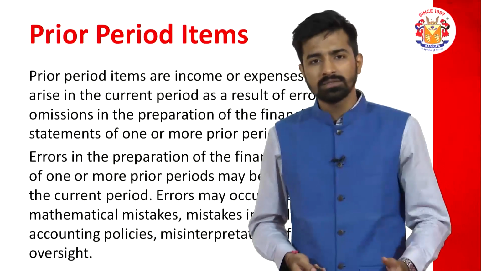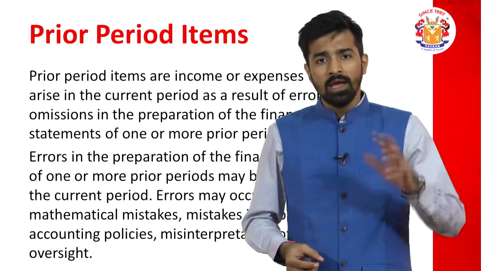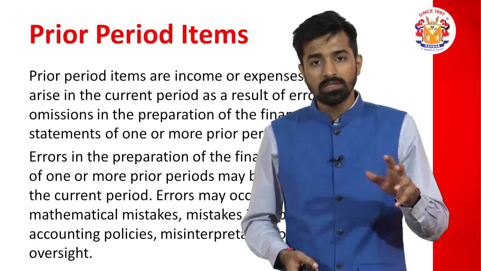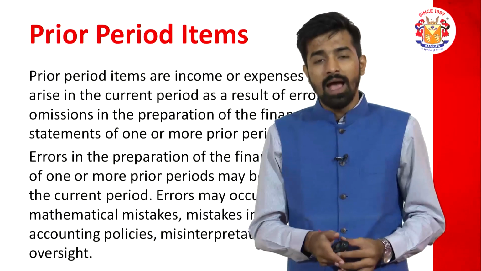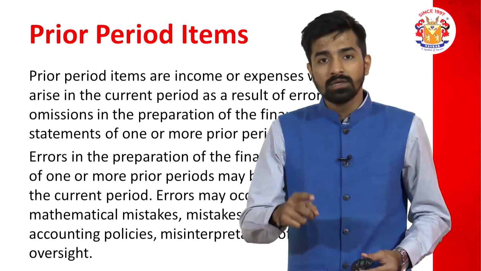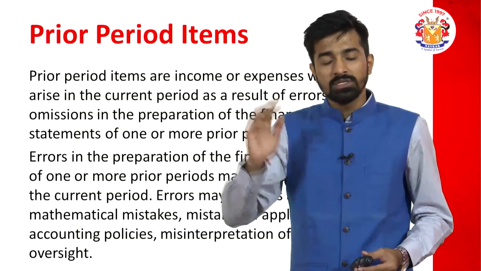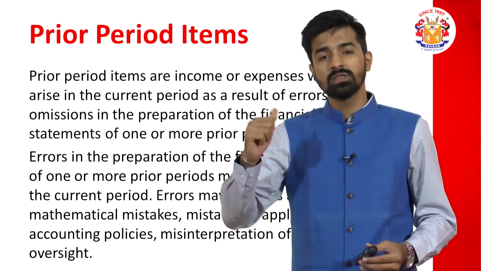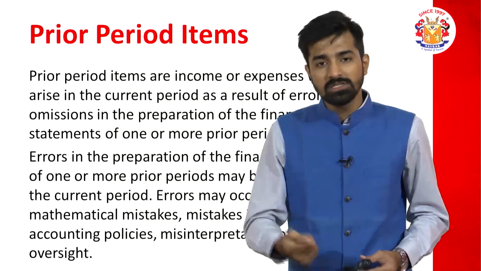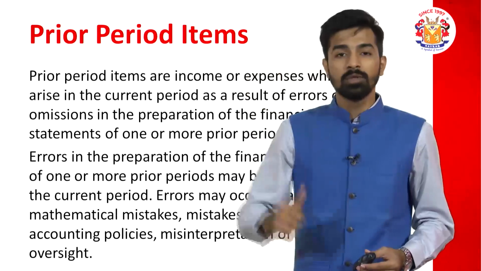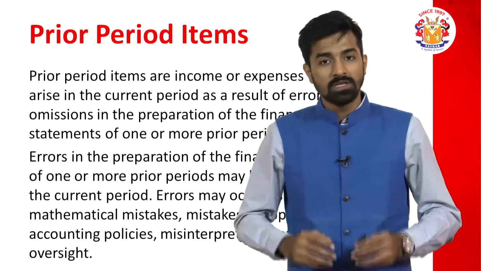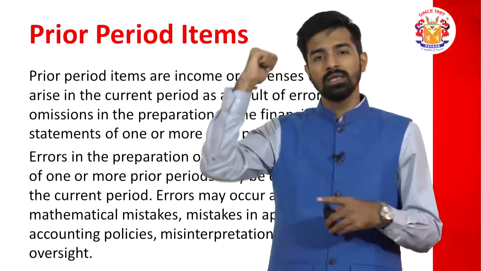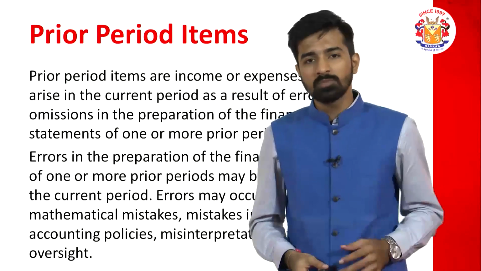Again, let us revise what is prior period items. Income or expenditures which arise in the current period as a result of errors or omissions in the preparation of financial statements of one or more prior periods. So it is arising in the current year, but as a result of errors or omissions in the prior period. So that is known as prior period items.